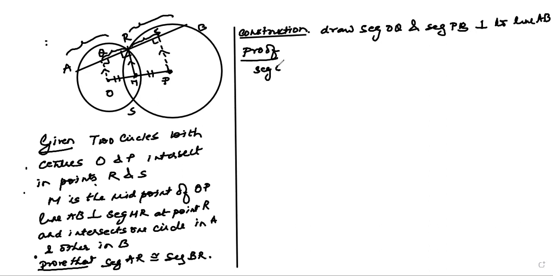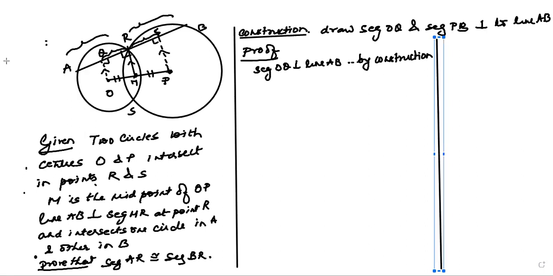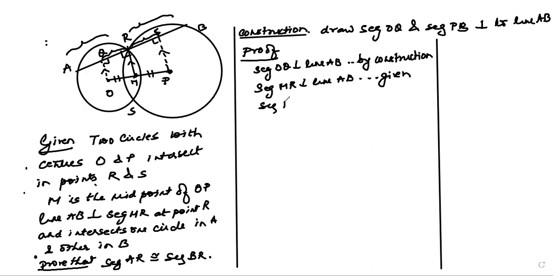Segment OQ. Just have a look at the segment OQ. Segment OQ is perpendicular to line AB by construction. Then, children, look at the other line, your segment MR. When you look at it, segment MR is also perpendicular to line AB, given. Line AB is drawn in such a way that it's perpendicular to MR at R. And also segment PS is perpendicular to line AB by construction.